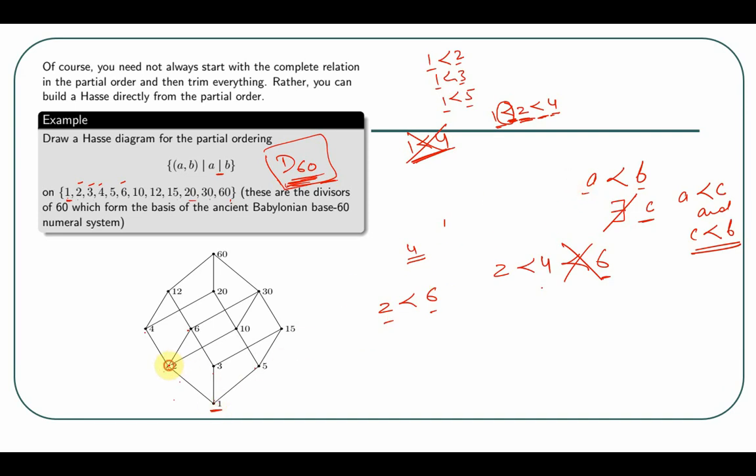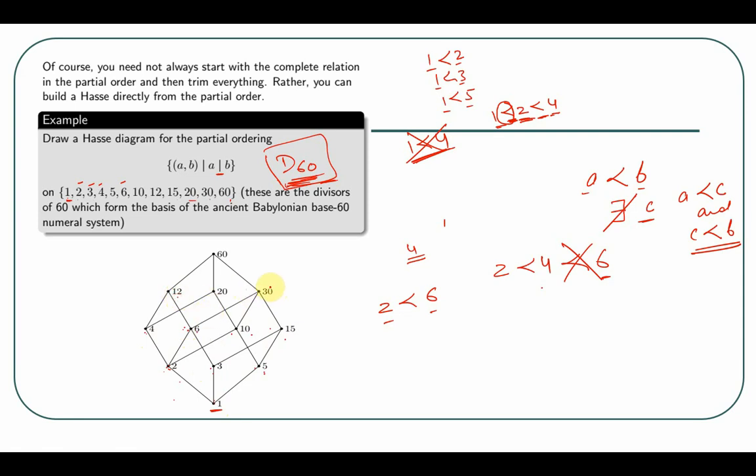So I have a line from 2 to 4, 6 and 10. I have lines from 3 to 6 and 15. I have lines from 5 to 15 and 10. I have lines from 6 to 12 and 30.